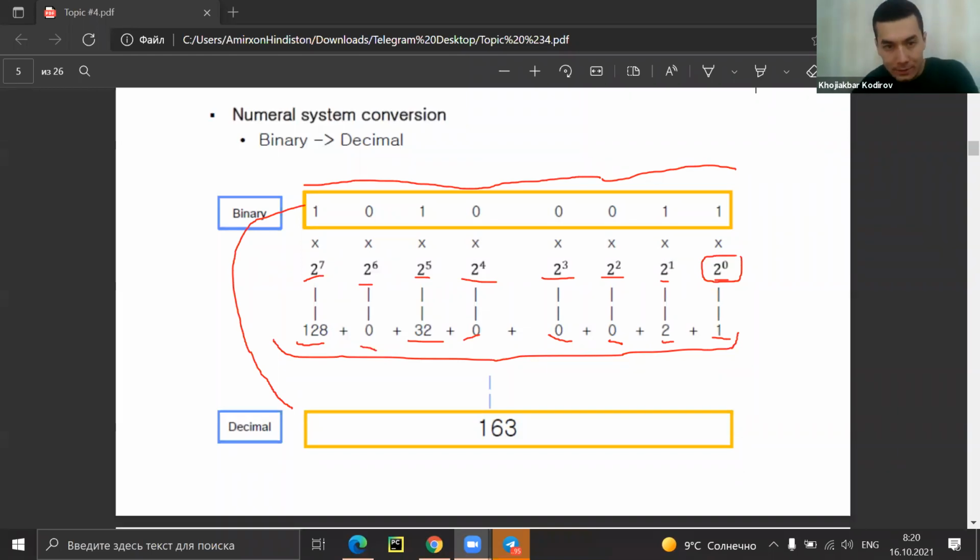And then the next exercise is this number. Turn it into decimal.